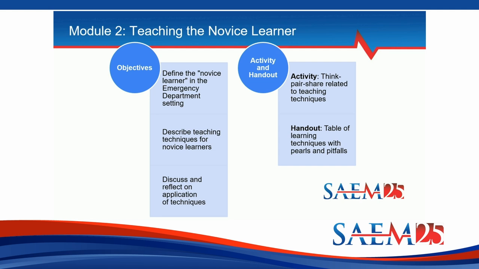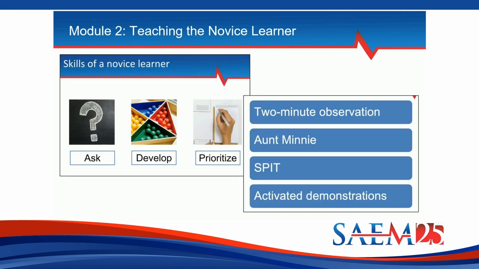So this module really focuses on some tools that you can use when you are teaching a novice learner on shift. You'll review skill levels of the novice learner, and then this module covers 4 basic educational strategies or techniques that you can use when interacting with a novice learner. It covers the 2-minute observation, Aunt Minnie, the SPIT method, as well as activated demonstrations. So those are some of the things you can expect to take away from Module 2.